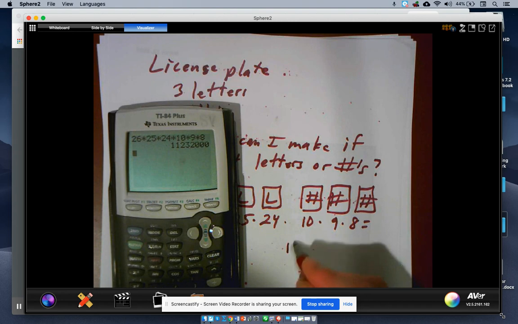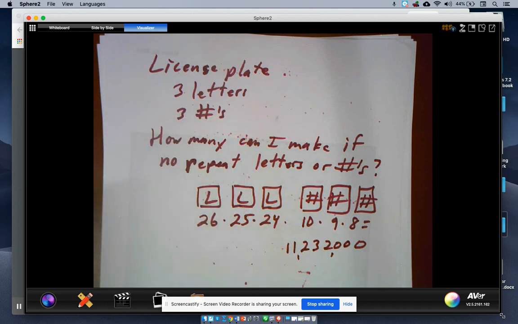11,232,000. Put in some commas. 11,232,000 different ways I can make license plates in a given state, if you had 3 letters and 3 numbers. I think most states are 4 letters and 3 numbers or something like that, but the problem's done the same way. You just have a few more choices.